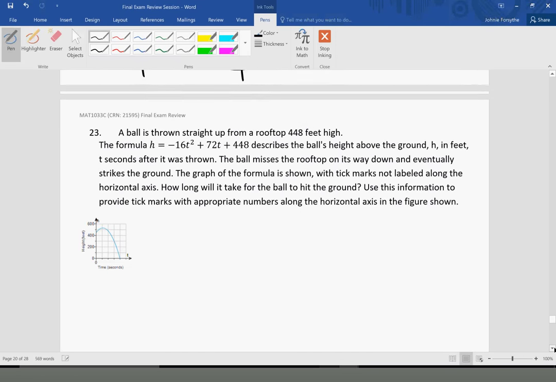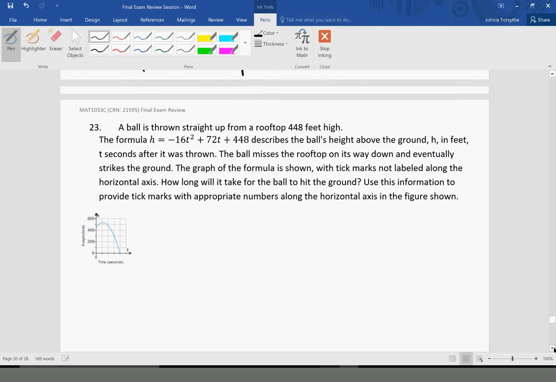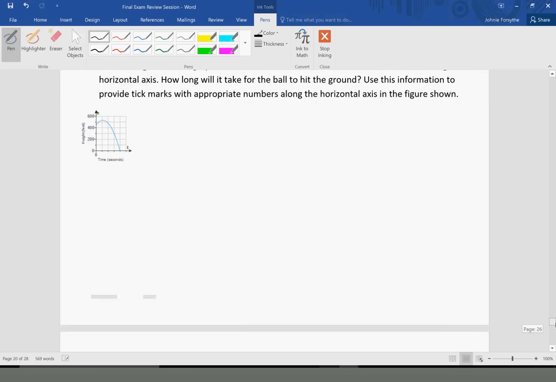Okay, so we have another word problem. If you can see it, the computer stops jumping around.